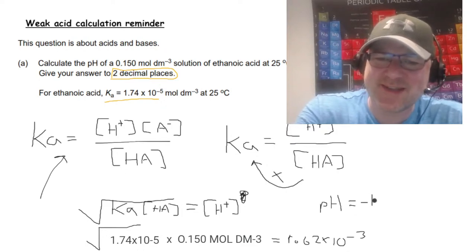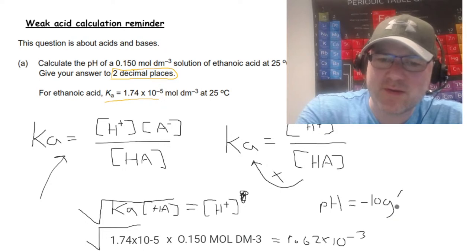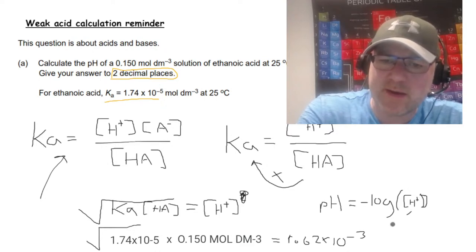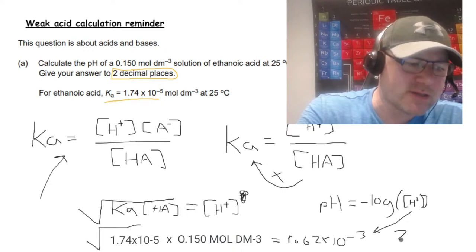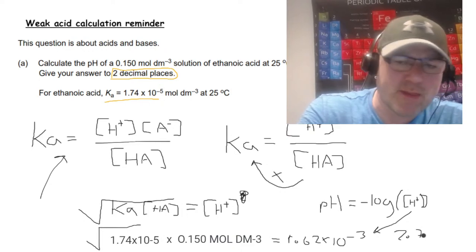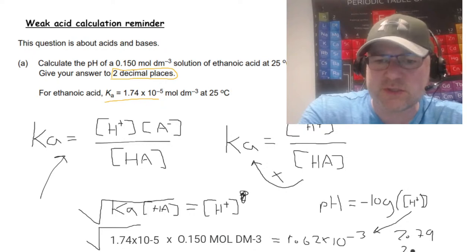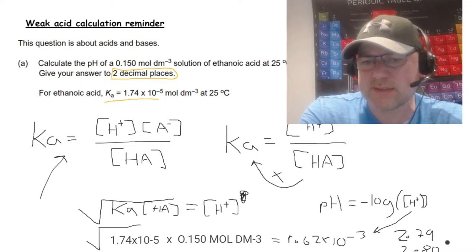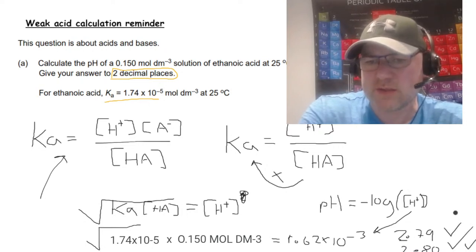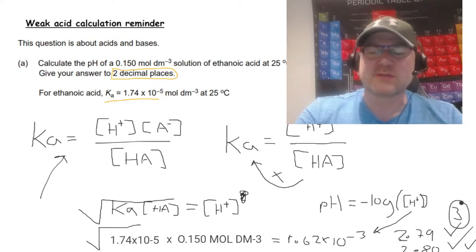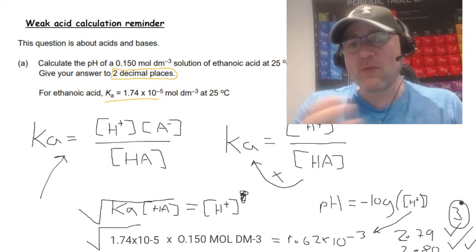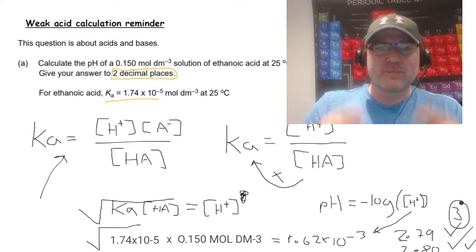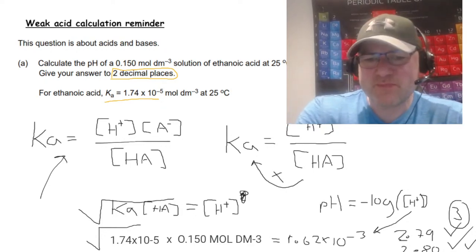So if we minus log the hydrogen ion concentration, which is supposed to be a square bracket, you should get 2.79. You could round that up to 2.80, two decimal places. And this would score you 3 marks in an exam. The pH is an acidic pH, so we've most probably got that correct. Let's move on. Let's get into buffers.